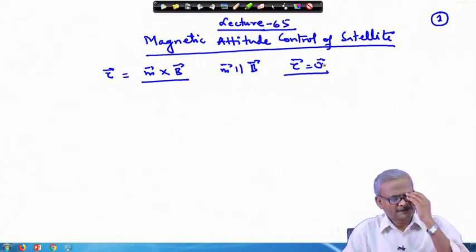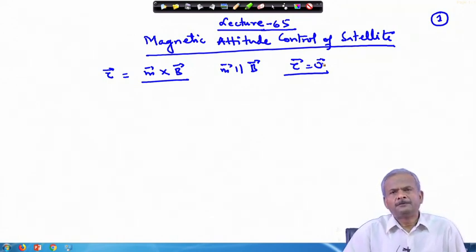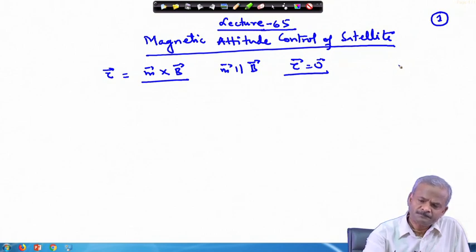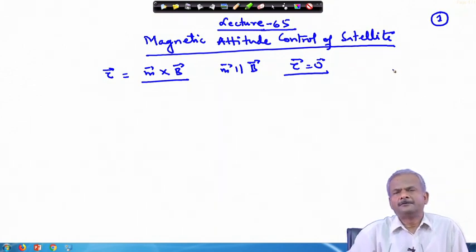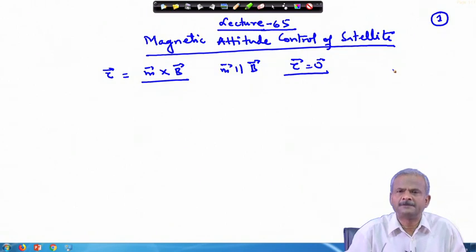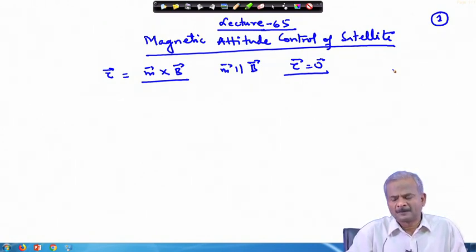If we are given a satellite and we have to design a magnetic control for it, you will start with your basic requirement. Are you looking for inertial pointing or an earth pointing satellite? Is it a circular orbit or an elliptical orbit? In the elliptical orbit this stability proof is difficult. In the circular orbit it is relatively easy. And various other problems are there.